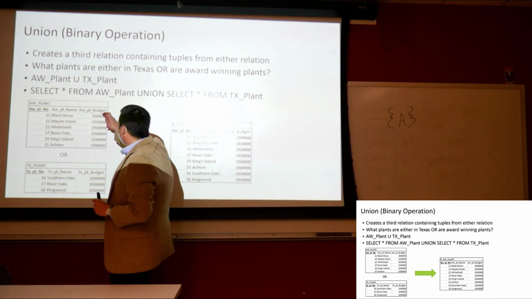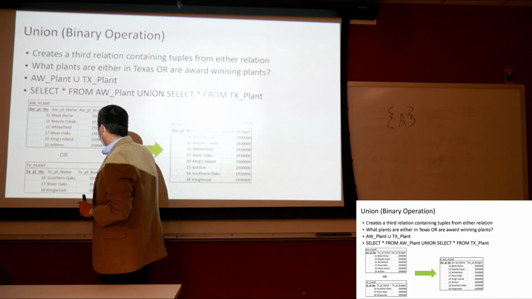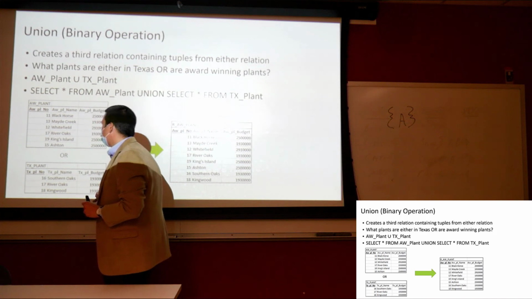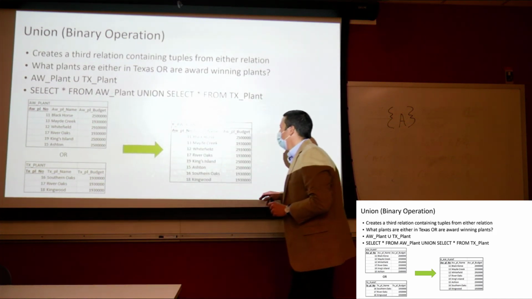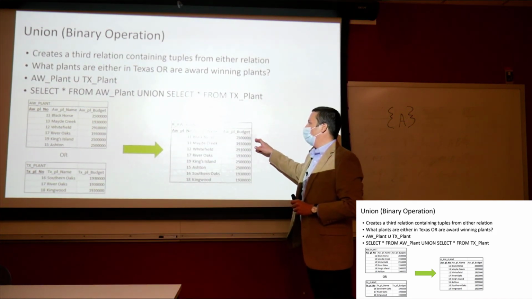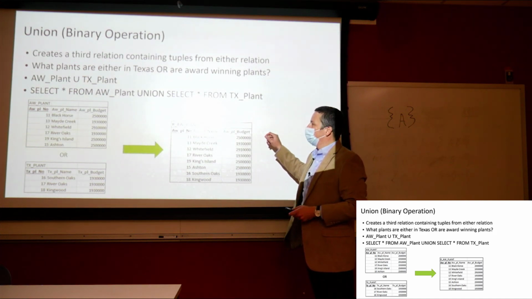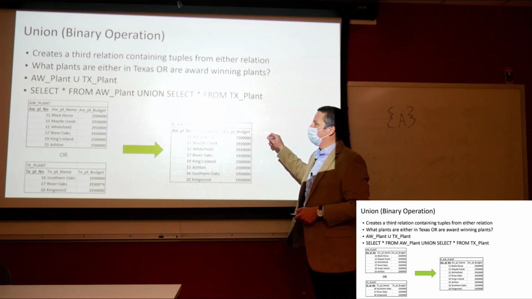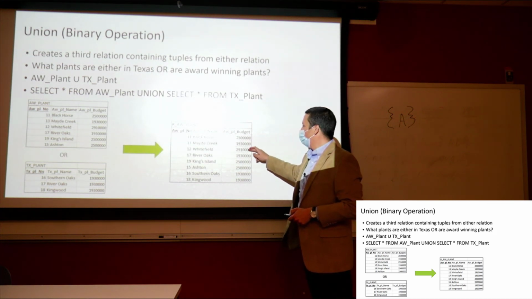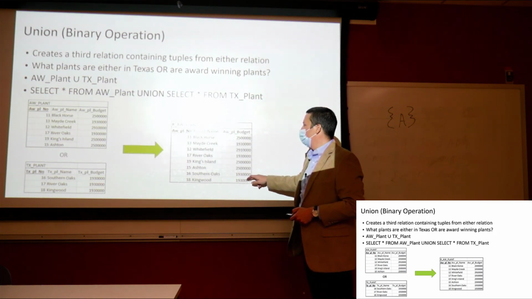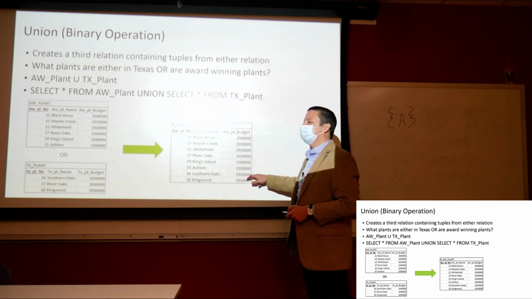So if we have, let's say, 1, 2, 3, 4, 5, 6 award-winning plants and 1, 2, 3 Texas plants, how many plants, or what do we expect the cardinality of the union to be? 6 and 3, 9? 2, 3, 4, 5, 6, 7, 8. Why is it 8 instead of 9?